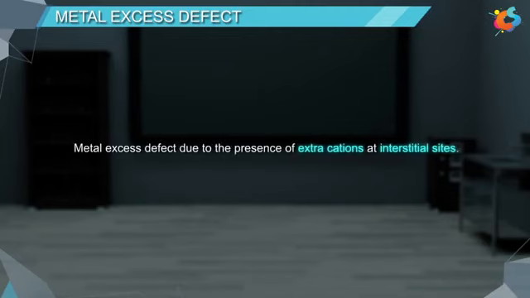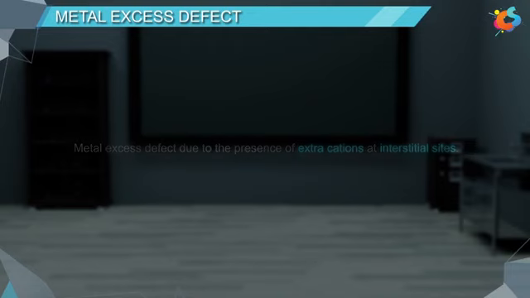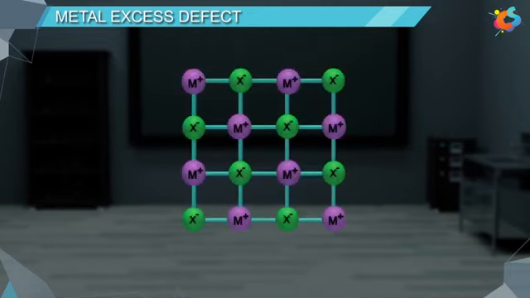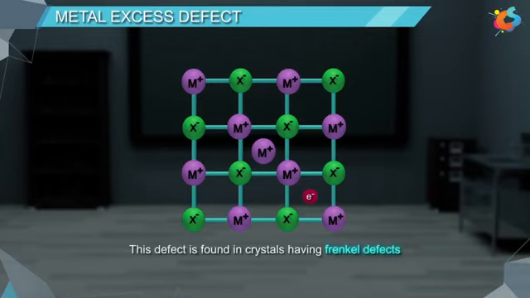Metal excess defect due to the presence of extra cations at interstitial sites. In this type of defect, metal excess is caused by an extra cation occupying the interstitial site. To maintain electrical neutrality, an extra electron is also present in some other interstitial site. This defect is found in crystals having Frenkel defects.